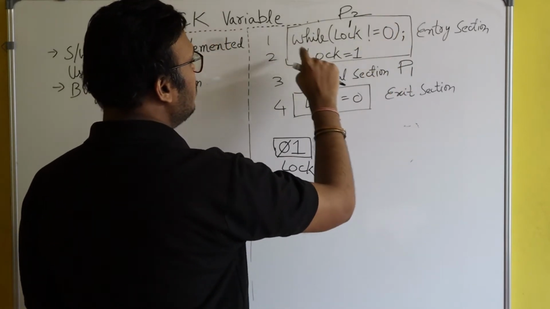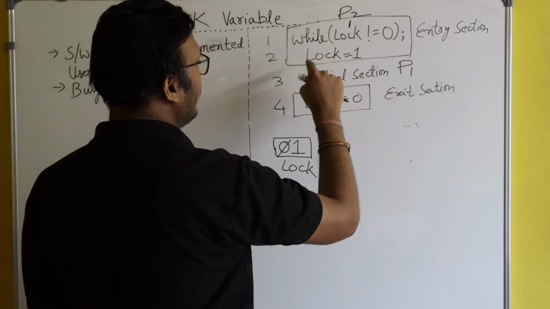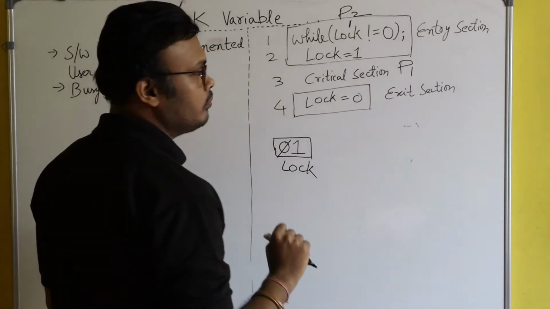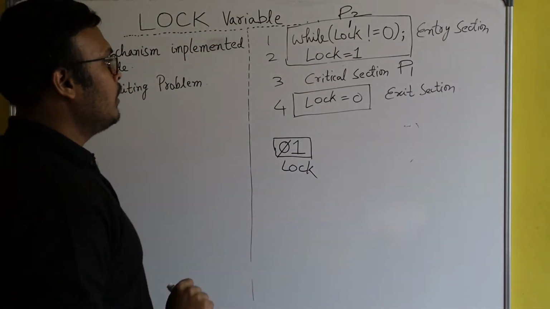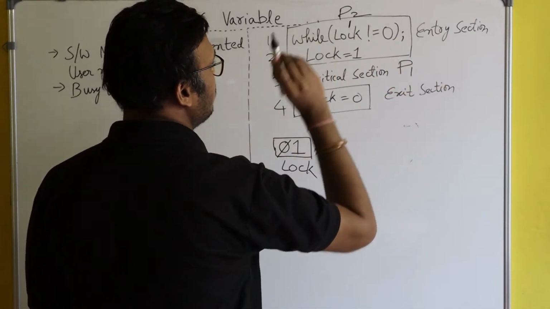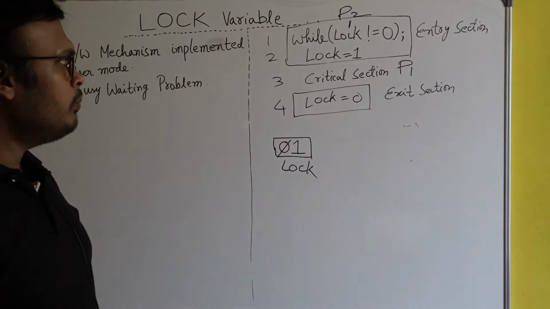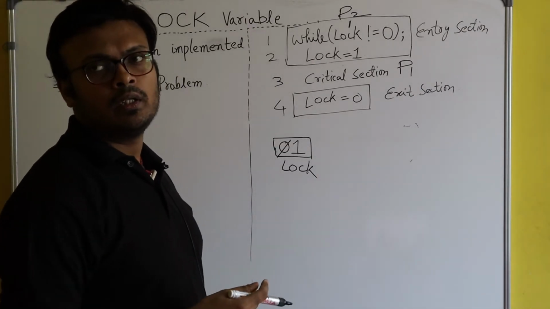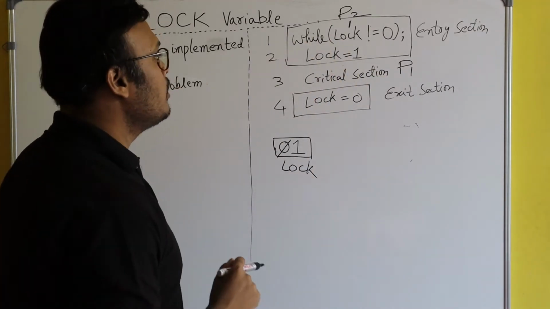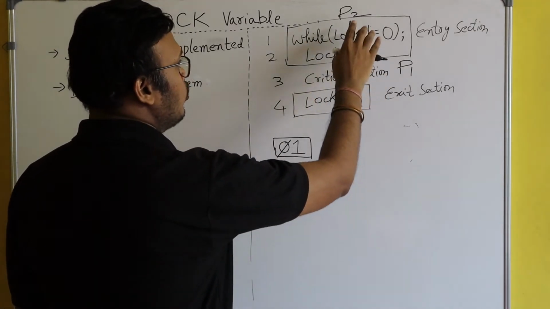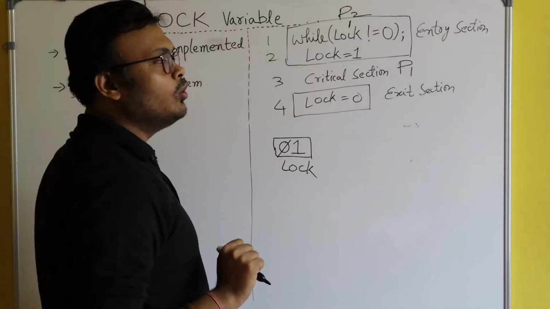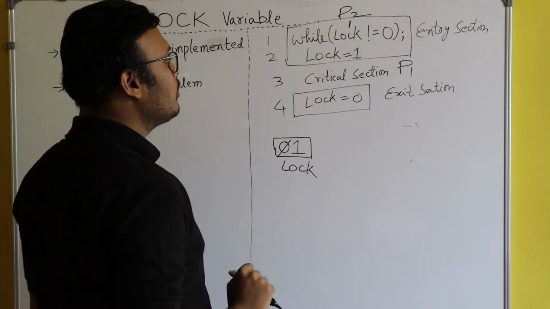It means P2 now can't come out from this while loop, and P2 can't execute line number 2, because P2 got trapped in the while loop. Simple. So process P1 is there and process P2 is trapped in the while loop. And you see here mutual exclusion is not violated. Mutual exclusion is there. So how will P2 come out of the while loop?